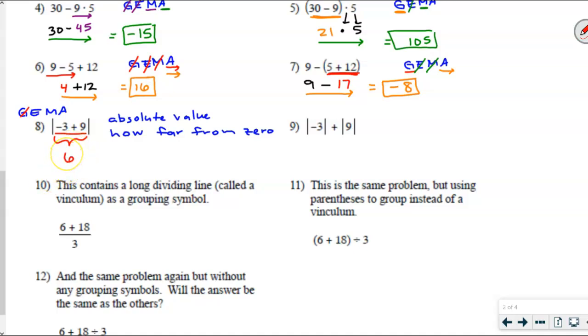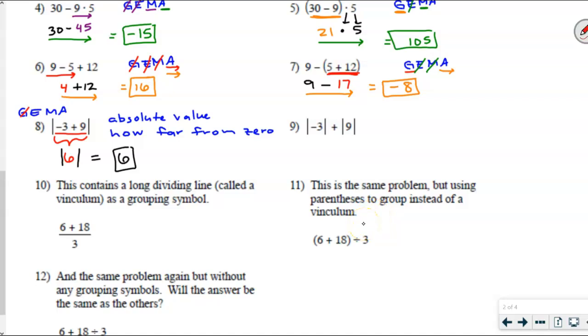It is 6, yep. But before, when I simplified what was in the grouping symbol, I could get rid of it. I can't this time because the grouping symbol, have we answered the question of how far away it is yet? No. How far away is 6 from 0? What is the absolute value of 6? It is, Andrew, 6 away.